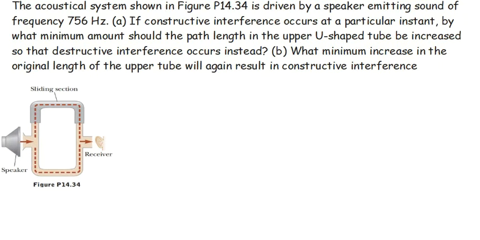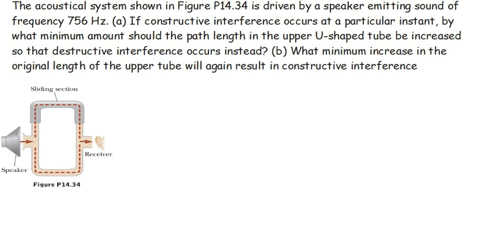So the first question is, an acoustical system shown in the figure below is driven by a speaker emitting a sound of frequency 756 Hz. If constructive interference occurs at a particular instant, by what minimum amount should the path length in the upper U tube be increased so that the destructive interference occurs?